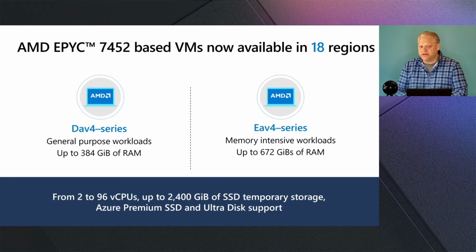Now let's look at some of the recent releases that we've had. First, we're going to look at the AMD series. So we've recently released the AMD Dav4 and Eav4 instances. The D series is 4 gigabytes of memory per vCPU, and the E is 8 gigabytes of memory per vCPU. And so these offer the AMD EPYC-based processors for our general purpose type workloads of D and E. Up to 672 gigabytes of RAM in the E series, and up to 2.4 terabytes of local SSD temporary storage on these instances.